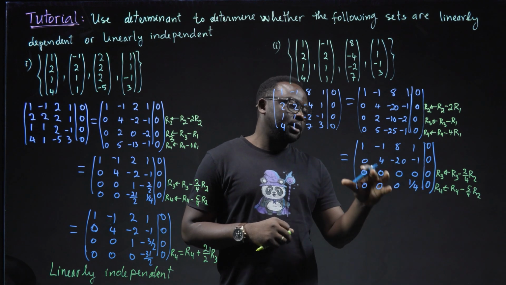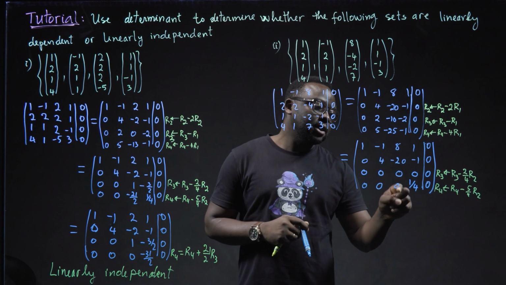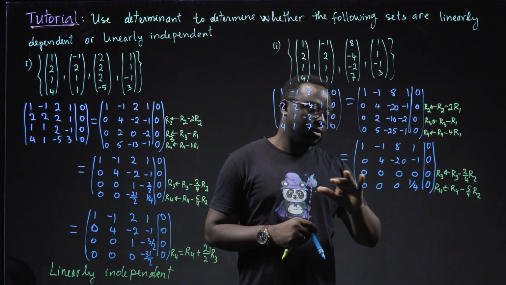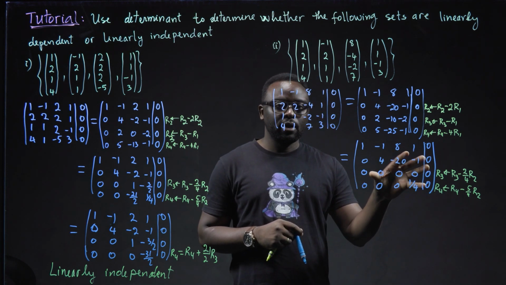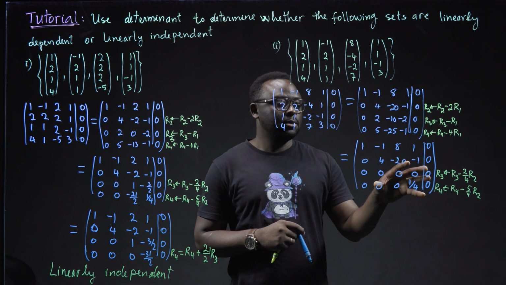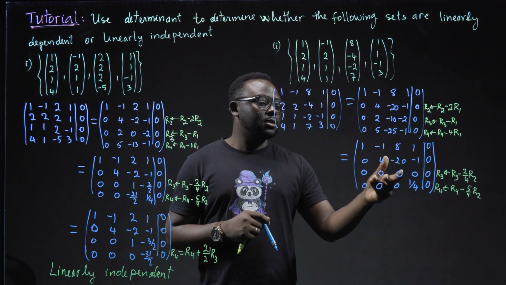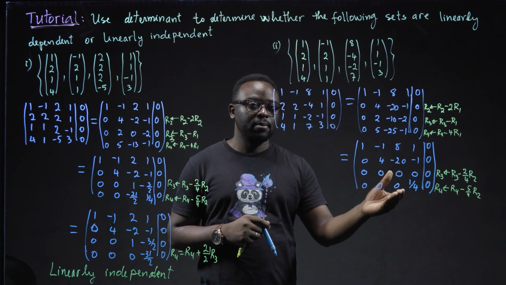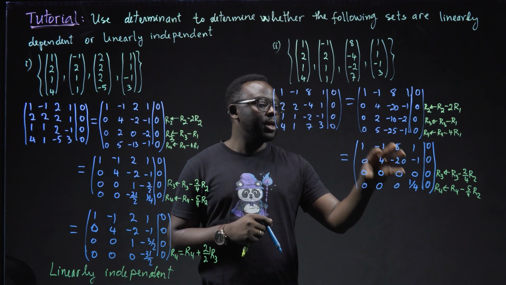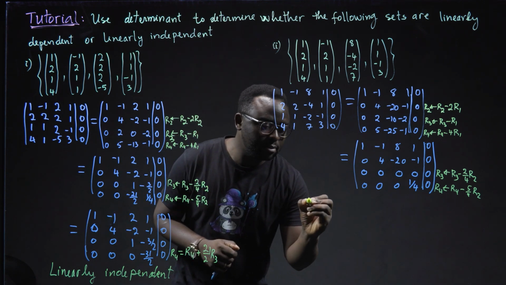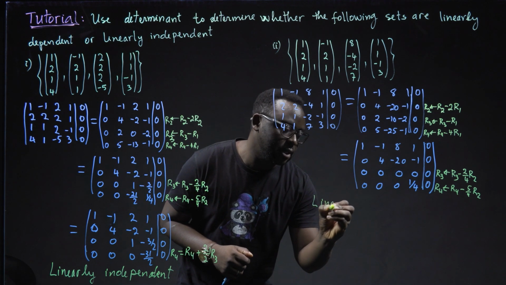So something has happened here. As you can see, this third row is 0, right? Can we make a conclusion from here? Yes, we can make a conclusion. What is the conclusion? It is that this system is not linearly independent because it has many solutions, right? This system has infinitely many solutions. By conclusion, we will say that the system is linearly dependent.